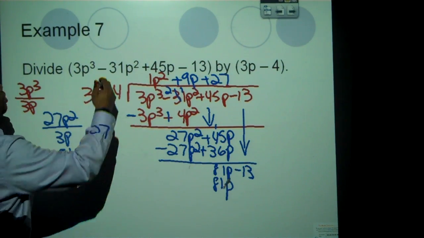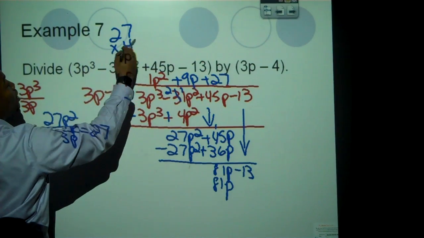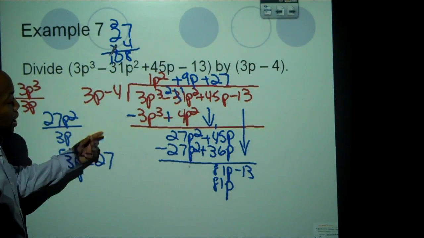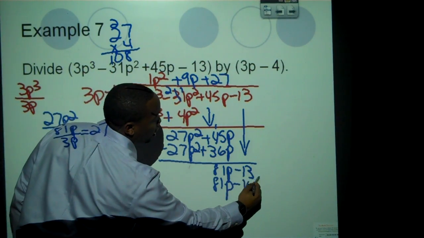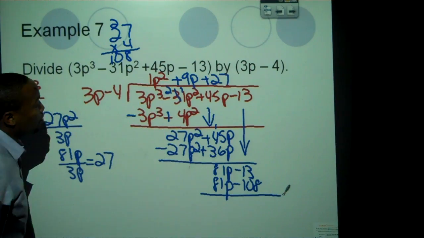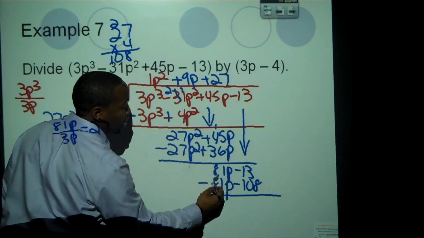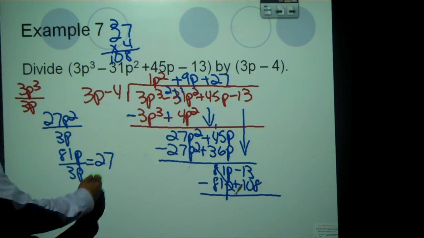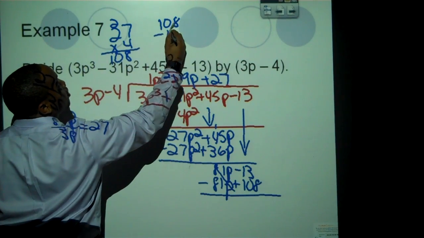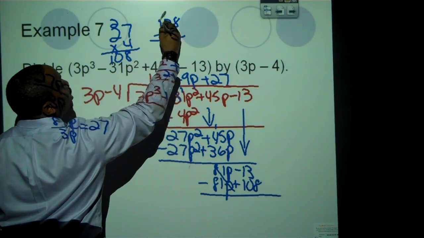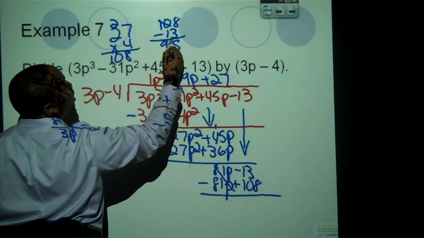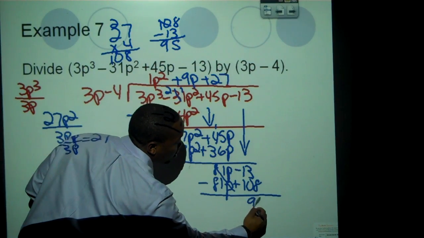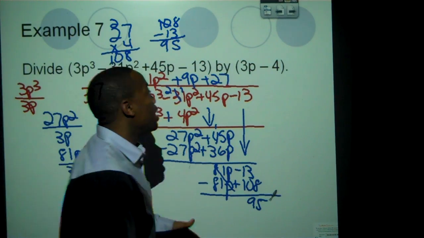So that would be 81p. 27 times 4. Ooh, I don't know what that is. Let's multiply it out real quick. That's 8. Carry my 2. That's 8. That's 108. So that would be a negative 108. Draw my line, right? Change my sign. These will cancel out. Oh, and I forgot to do what? Change that to a plus. So 108 minus 13. That's 95, right?